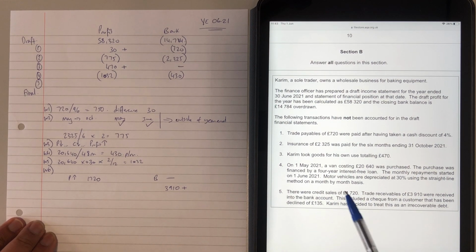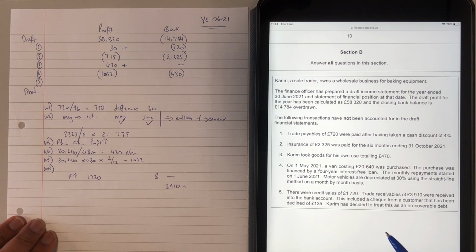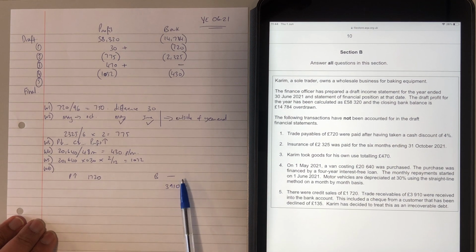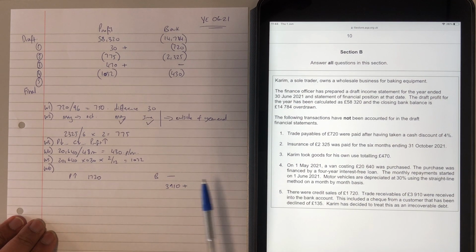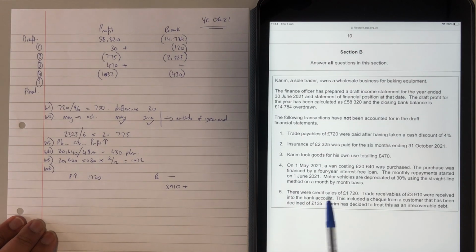Okay, so at the point of sale, profit is affected. At the point of payment, profit is not affected. You can't affect profit twice. Profit is only affected one time. Okay, so this is an example where the credit sales affects profit, but not bank. But the payment affects bank and not profit. Okay, so that's that done there.